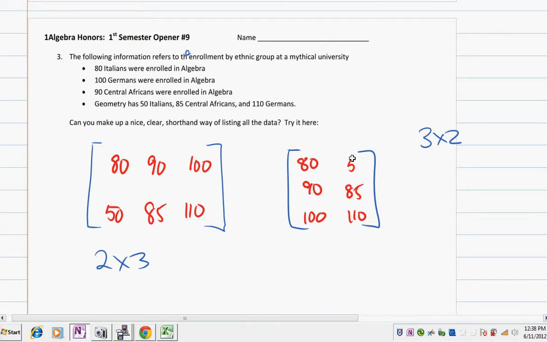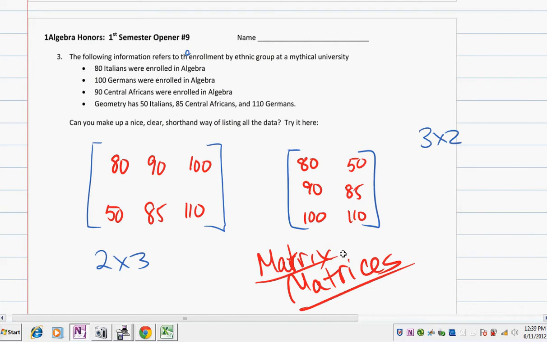So this would be a matrix, M-A-T-R-I-X, or multiple matrices, we call matrices. And it's a structured way of holding data that we can then use to manipulate it, which we'll learn a lot about later.